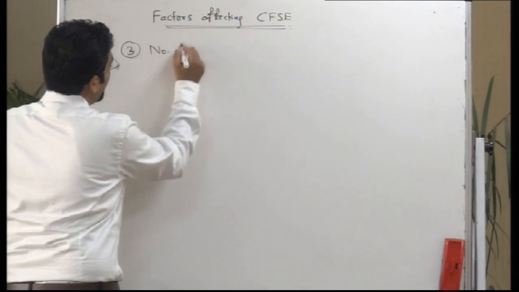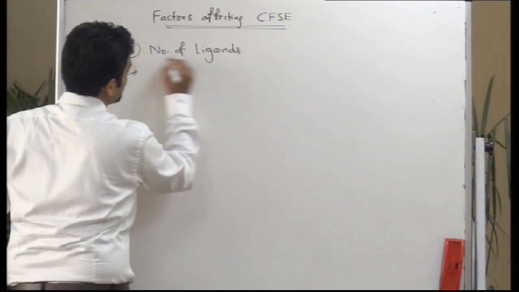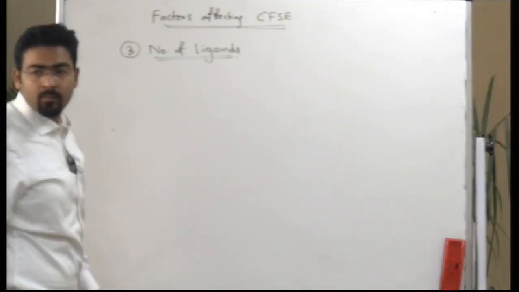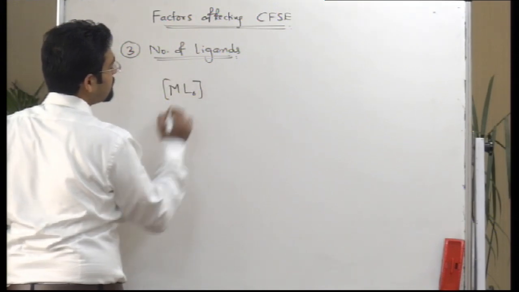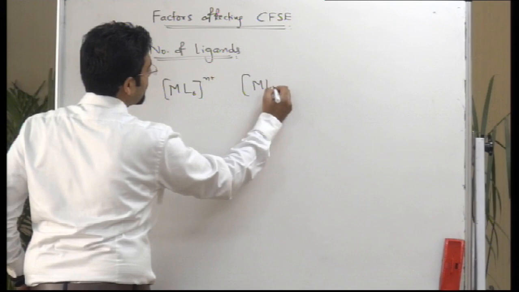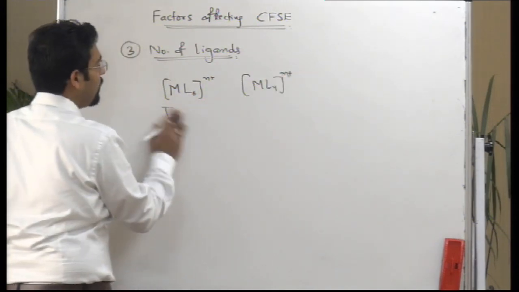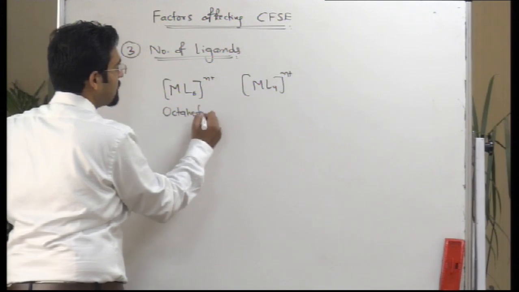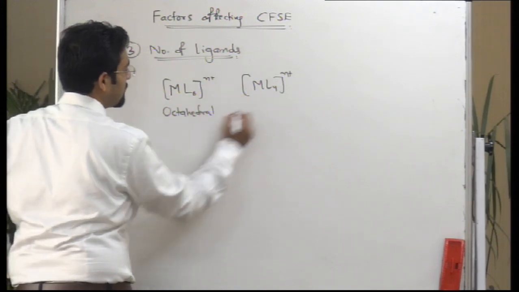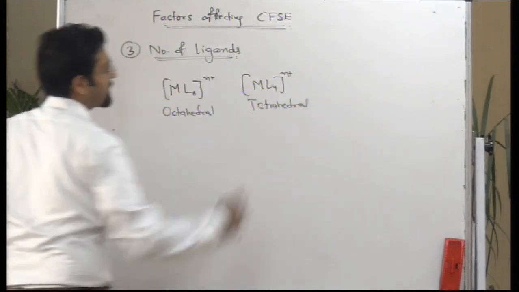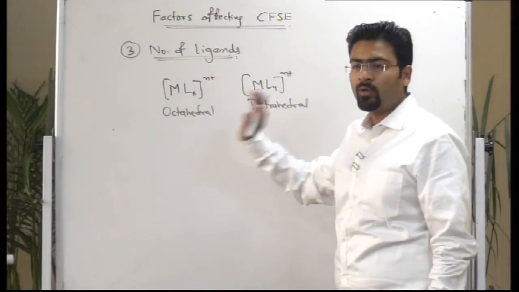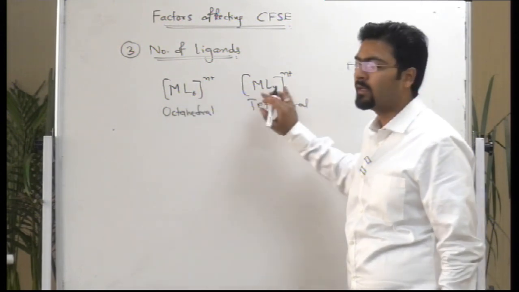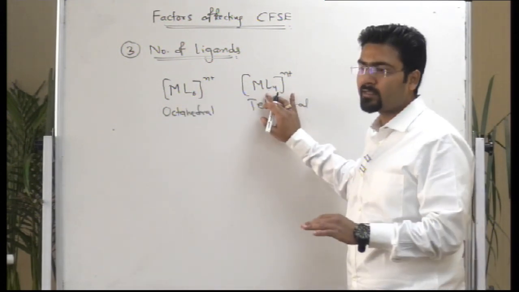Third is number of ligands. What is number of ligands? For example, a same metal ion is forming an octahedral complex, and the same metal and ligand combination is forming tetrahedral complex, right? The metal ion is same, charge is same, exact same metal, same ion, same charge, same ligands, only difference that here you have 6 ligands and they are forming octahedral complex, and here you have 4 ligands and they are forming tetrahedral complex.